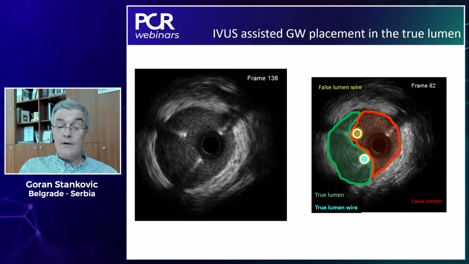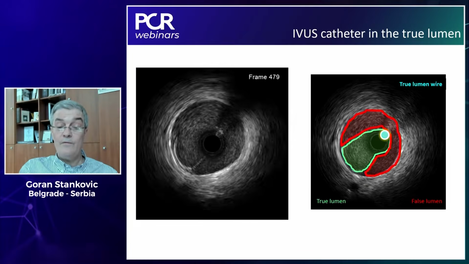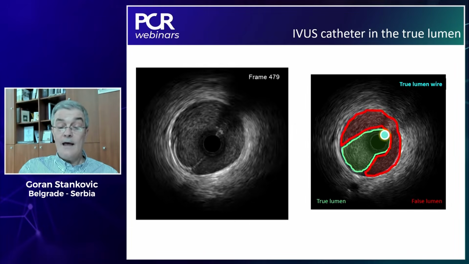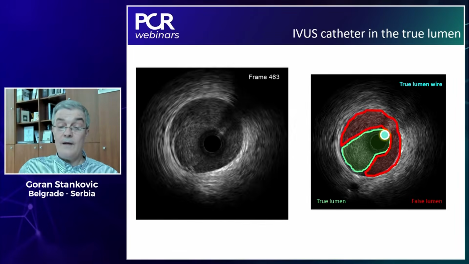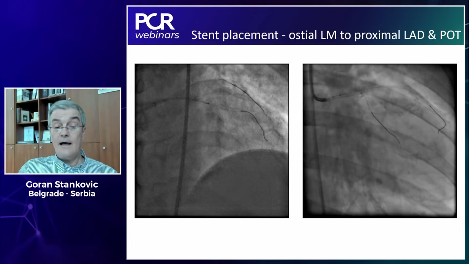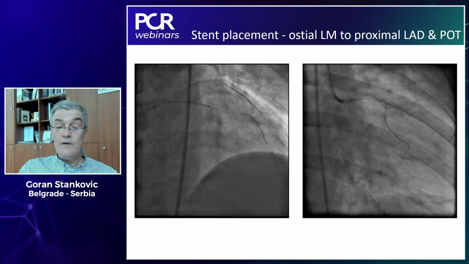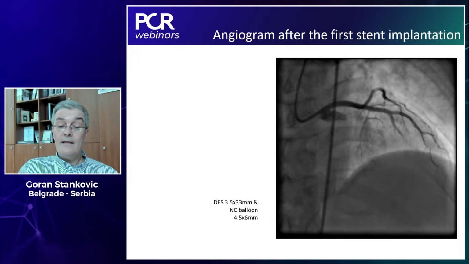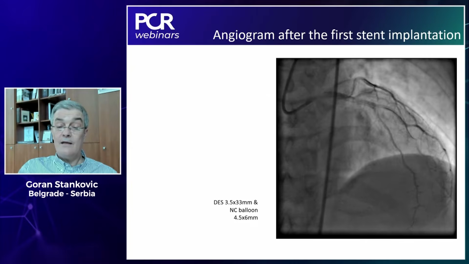And this is the most important step: to make sure by imaging that we have the wire inside the true lumen before proceeding. We reposition the IVUS catheter on that wire, which was in the true lumen, and now what we see again on the cartoon is a larger green true lumen with the IVUS catheter inside it, and the false red area outside. This is the moment that we seal the dissection, stenting from the ostium of the left main towards the LAD, then POT, and then a shallow, really small injection of contrast to check the flow.